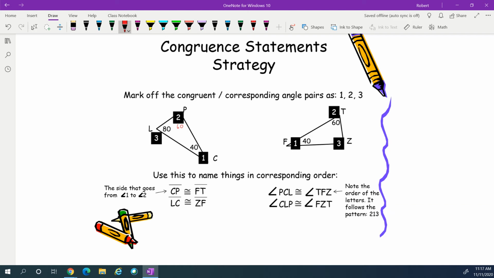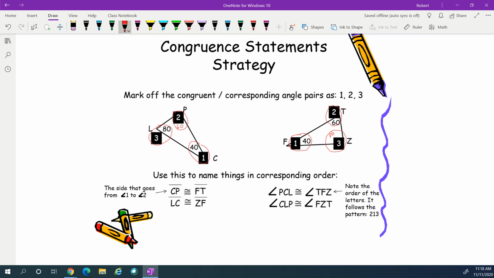The 40-degree angle is number 1. The 60-degree angle is number 2. The 80-degree angle is number 3. We have to know that they match. We've done that in our previous lessons. So I marked them off 1, 2, 3, 1, 2, 3. Now I can read them off in whatever order I have to.